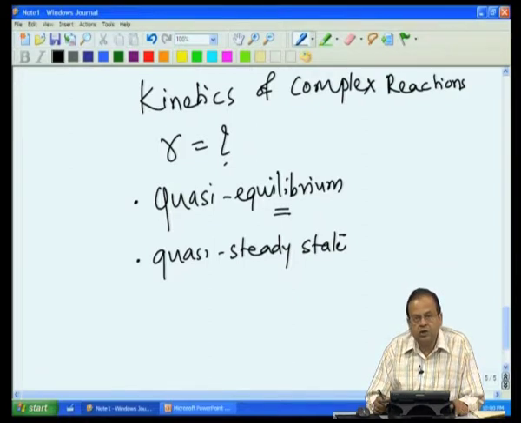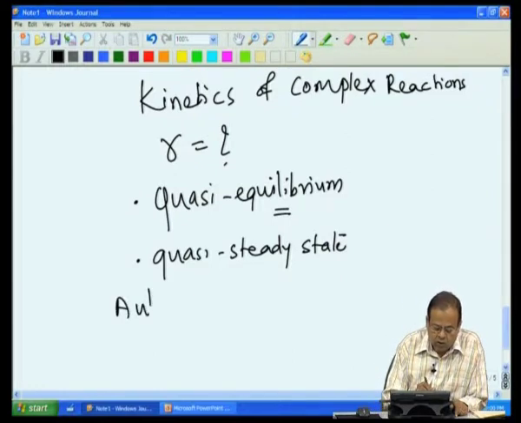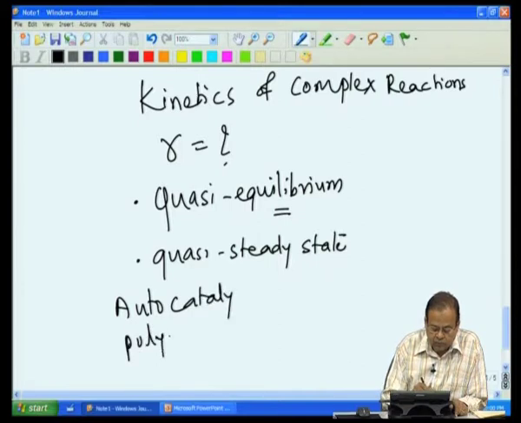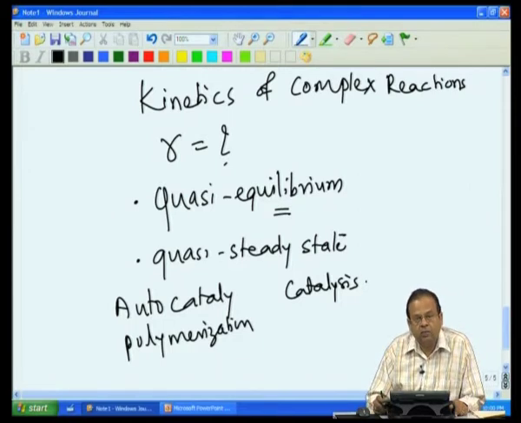And we illustrated this concept by taking a few examples for catalytic reactions or polymerization reactions, catalysis reactions, and free radical mechanism reactions and so on. So, we then saw how we determine the kinetics of the reactions.